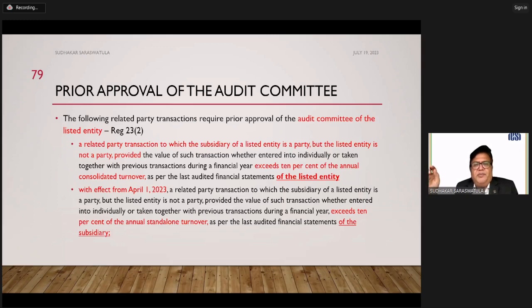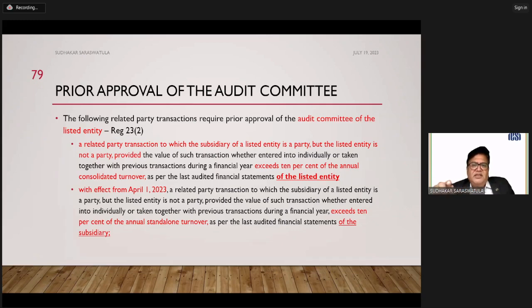Then, the prior approval of the audit committee of the listed entity is needed for a related party transaction to which a subsidiary of a listed entity is a party, but the listed entity is not a party. This is another amendment which has come. Sometimes it may so happen that the listed entity is not a party to the transaction being entered into with a related party, but the subsidiary of the listed entity is a party. That means if A Limited is a listed company, and Mr. X is the related party to A Limited, and A Limited is not entering into any transaction with Mr. X, but my subsidiary is entering into a transaction with Mr. X.